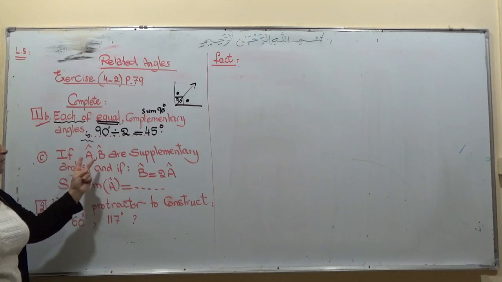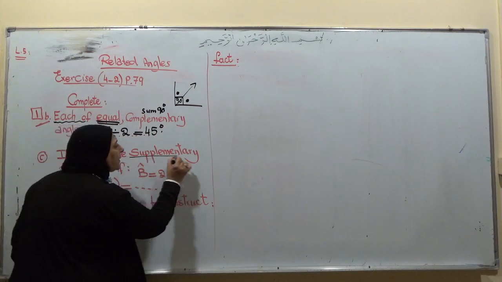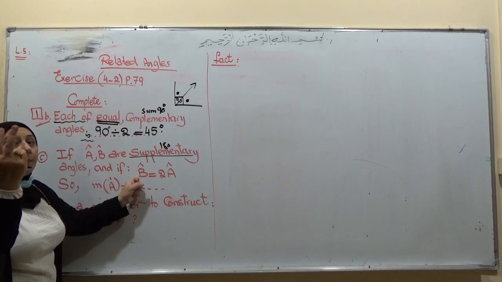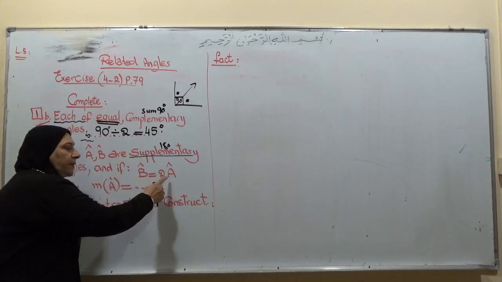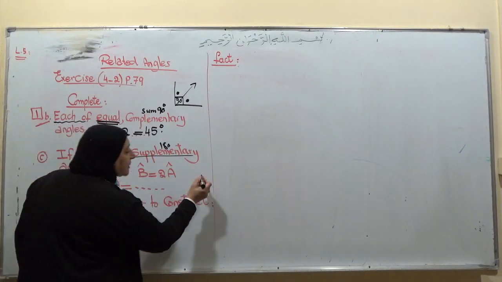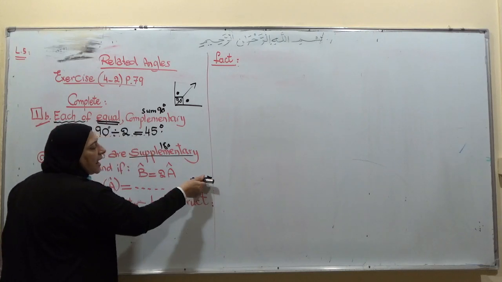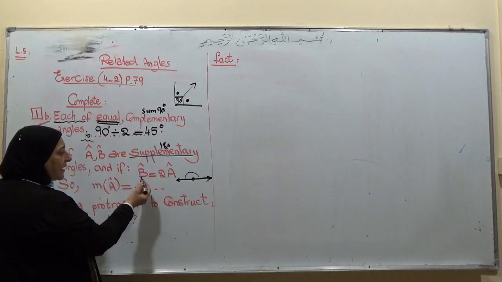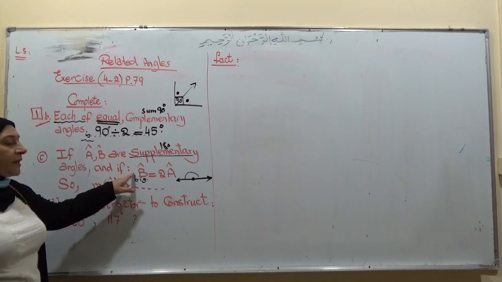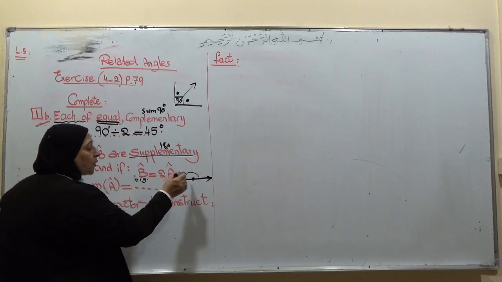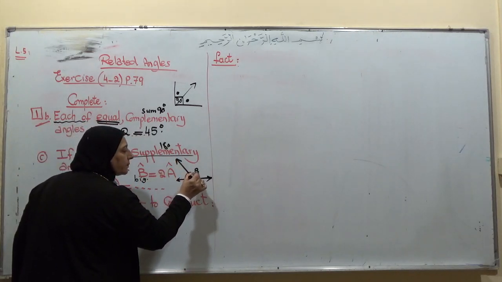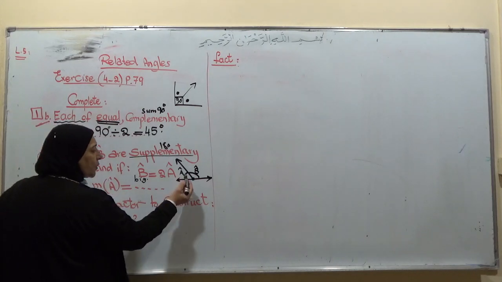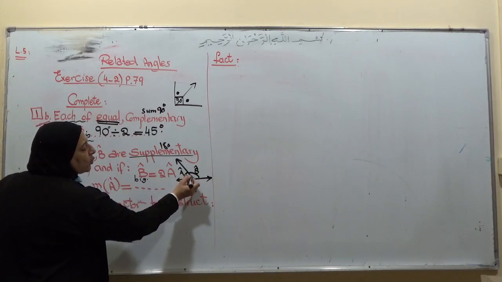Number 2: if two angles A and B are supplementary, and the measure of B is double A, or A is half B, they look like this. This is the first ray, and it rotates up till it comes to 180. Angle B is the big angle, B is double A. For example, this is angle B and this is angle A. This is twice this, the three parts. This is X, so this is 2X.